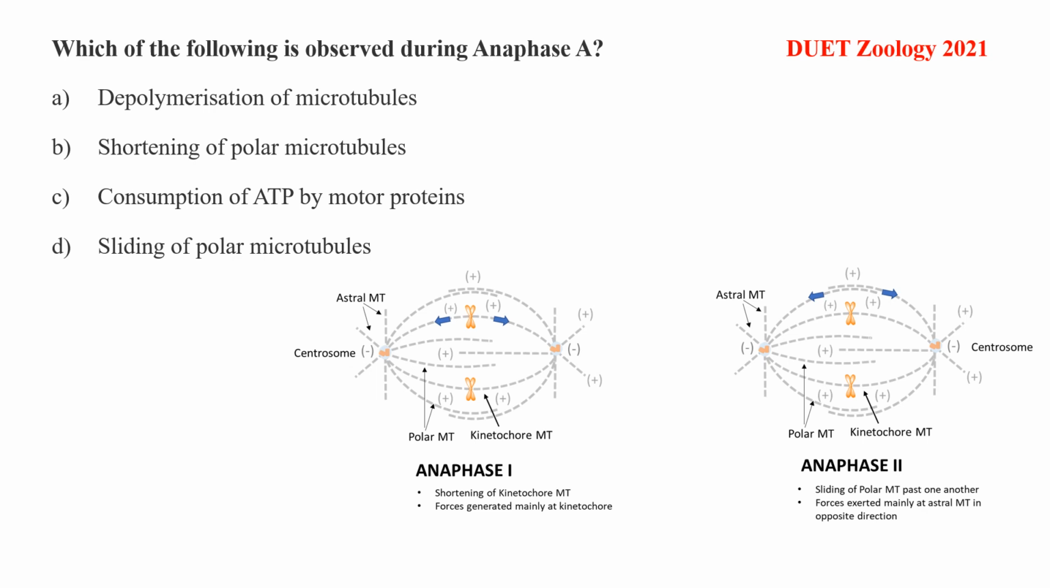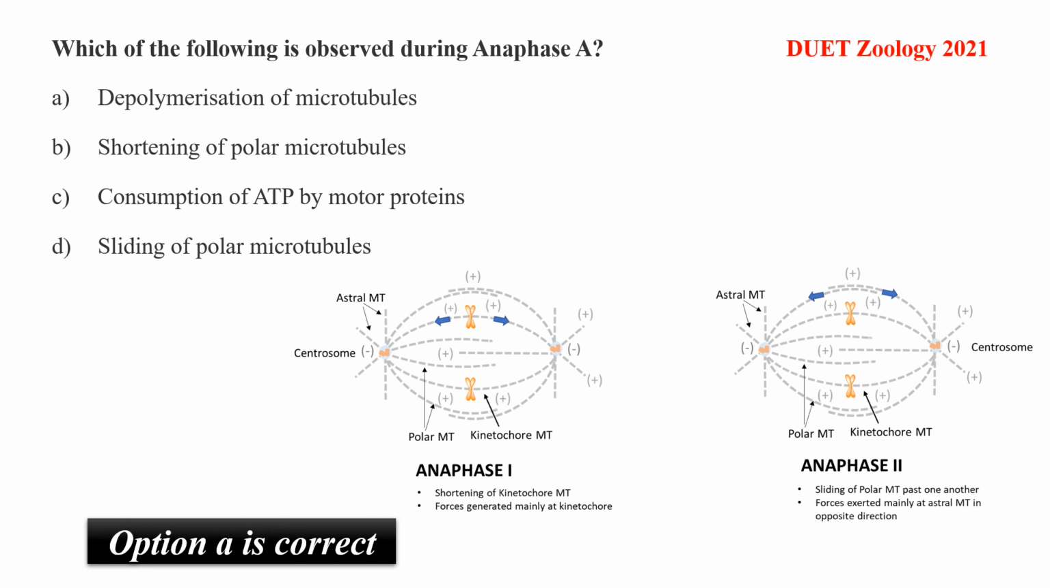This very same kind of thing happens during anaphase B, but the difference is, while in the case of anaphase A the force is derived from the kinetochore microtubule, in the case of anaphase B the force is derived from the sliding movement of polar microtubule. And there is another pulling force provided by the astral microtubule. So there is no role of kinetochore microtubule as far as anaphase B is concerned, which is predominantly found in anaphase A. Hence, option A is correct, that the depolymerization of microtubules, that is the kinetochore microtubules, actually causes the separation of chromosomes, which allows these chromosomes to move towards the poles.